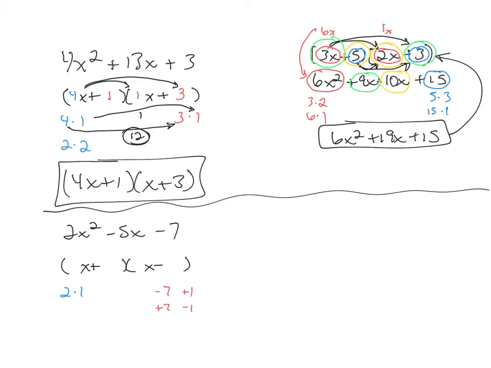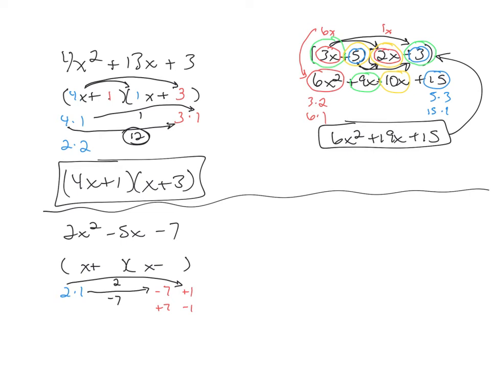If that was a positive 5, then chances are the bigger number over here needs to be positive. So if I did 1 and negative 7 and 2 and 1, so 1 and negative 7 is negative 7, and 2 and 1 is positive 2, and that does make a negative 5. Okay, so I got it. There's what I want to do.